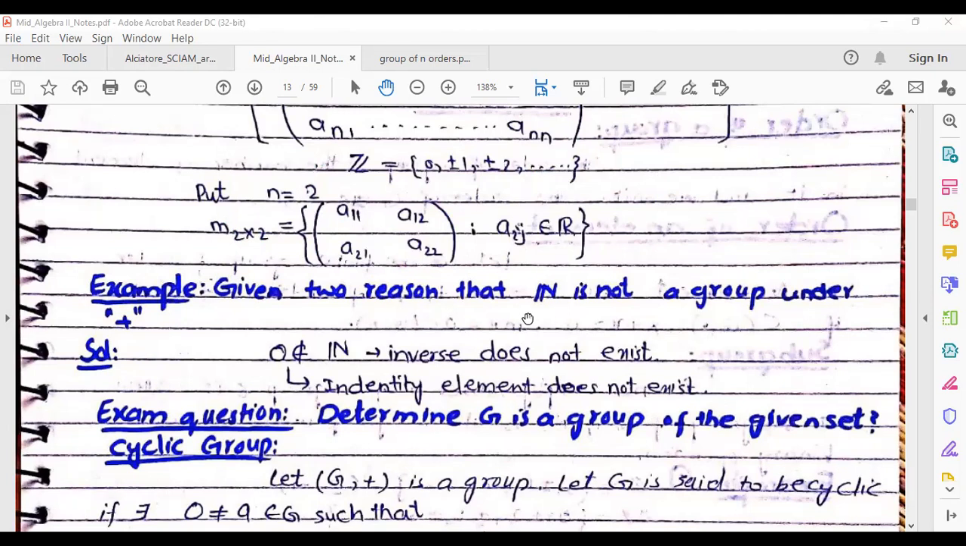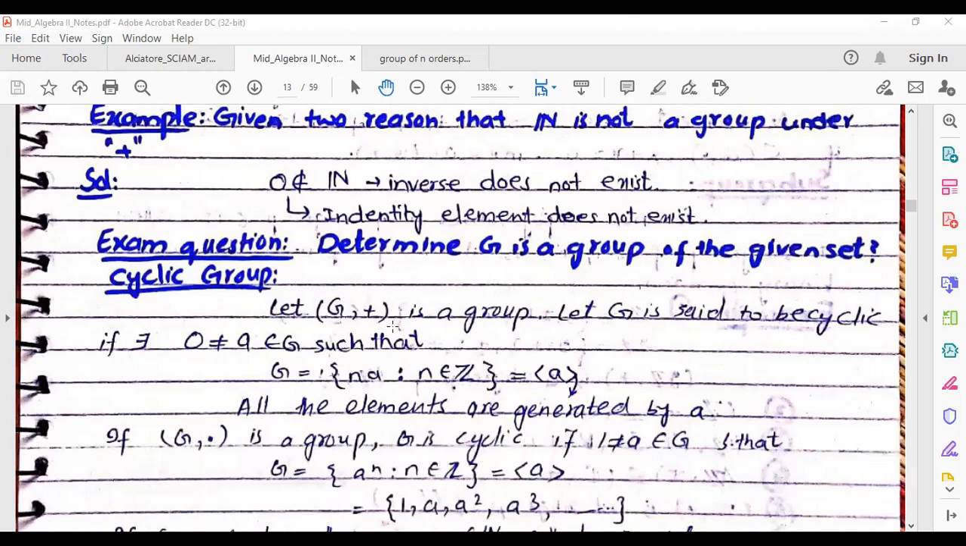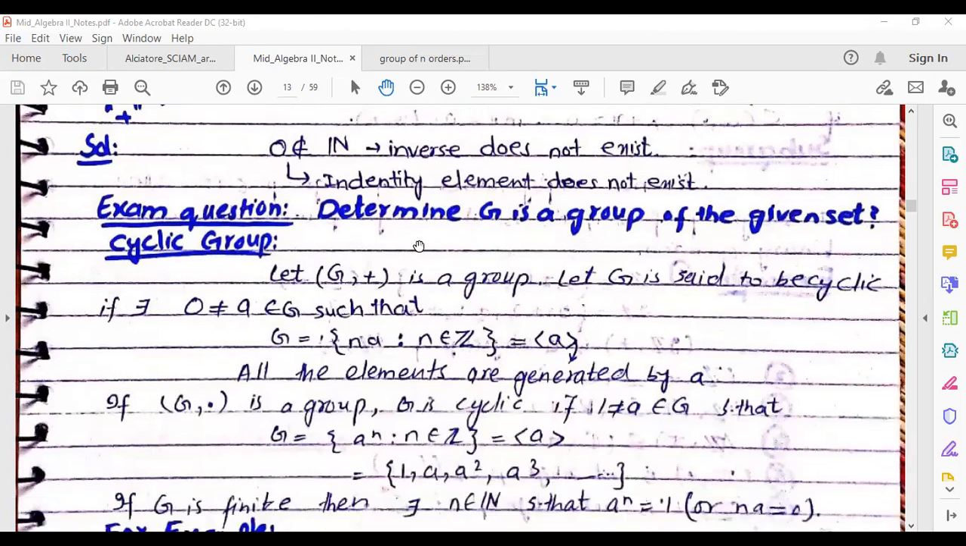The inverse of 0 does not belong to the set of natural numbers. That's why the inverse does not exist, and the identity also does not exist. So we have one other question.